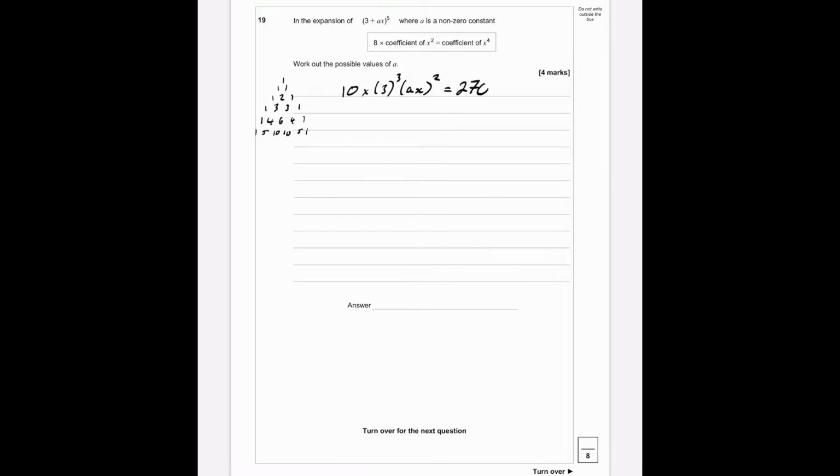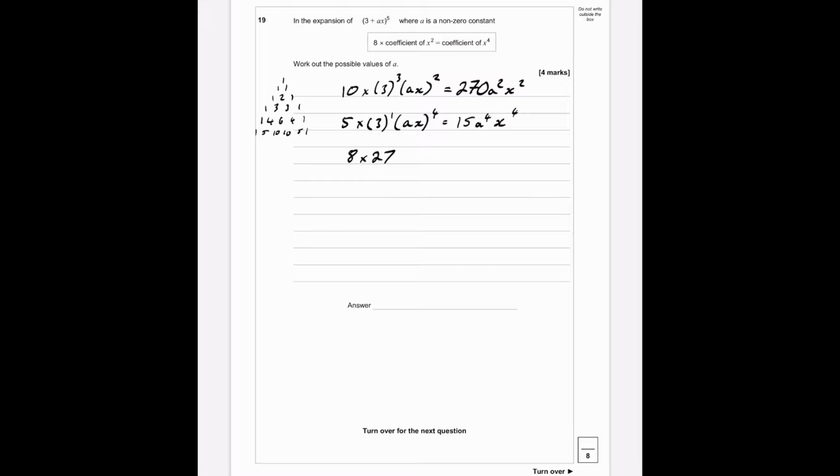That will give me 270 a squared x squared. That's the coefficient of x squared. It's 270 a squared. And then for the coefficient of x to the 4, that's going to be the fourth, or the fifth, I suppose, term in the expansion. So 5 lots of 3 to the power of 1 times by ax to the power of 4. That comes out as 15a to the 4 x to the 4.